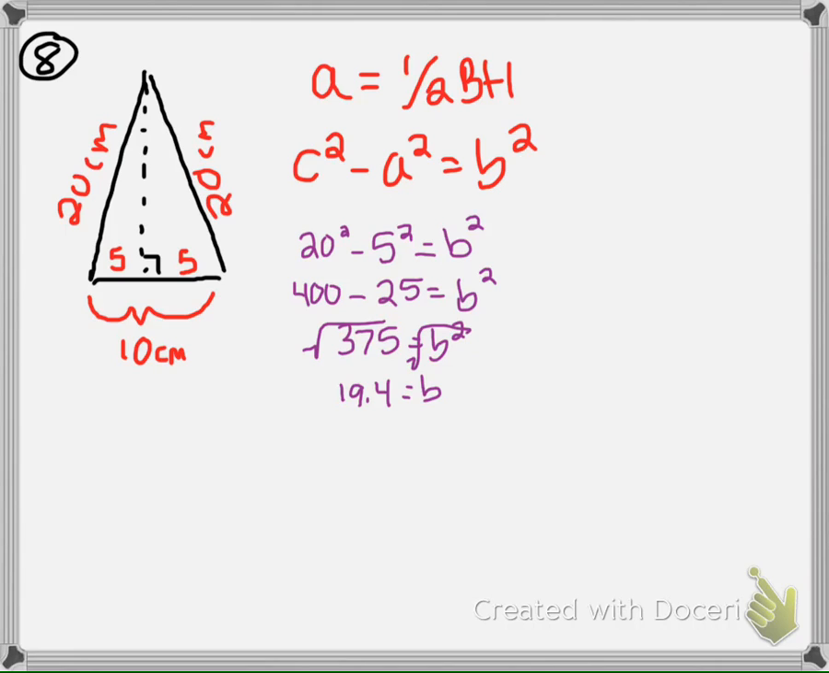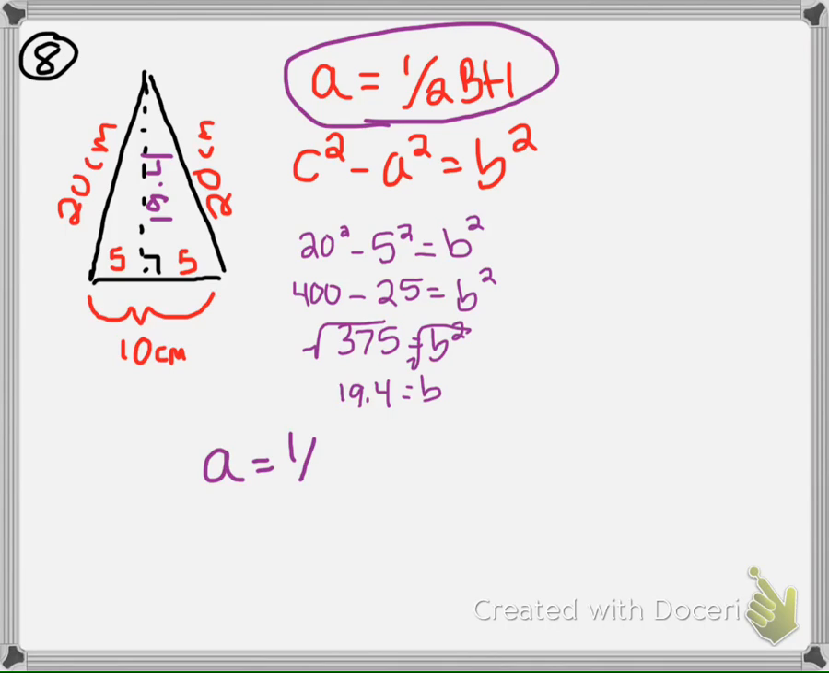So now that I have this length, which is my height of 19.4, I get to use the area of a triangle equation to find the area. So I'm going to plug in A equals 1/2. My base was 10, and now my height is 19.4. Okay, so I have 1/2. I'm going to do that on my calculator, which I should have done ahead of time for you. 0.5 times 10 times 19.4 is 97.